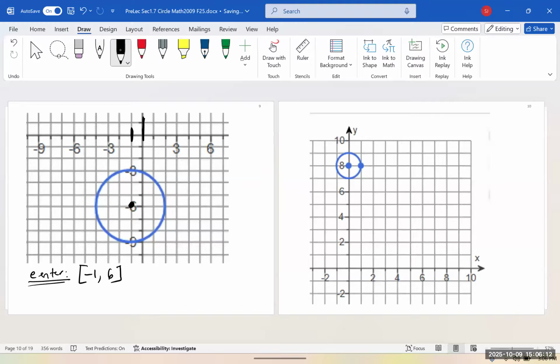How did you figure that out? How did it was -1.6? They didn't give you the center directly, right? Like this one, they marked the center, but here they did not mark the center. So how did you figure out it's -1.6? What did you do?